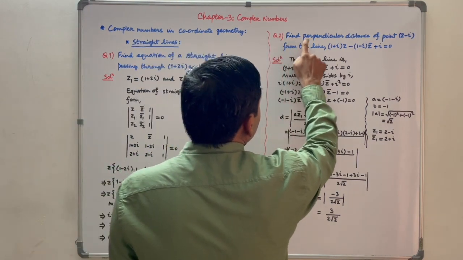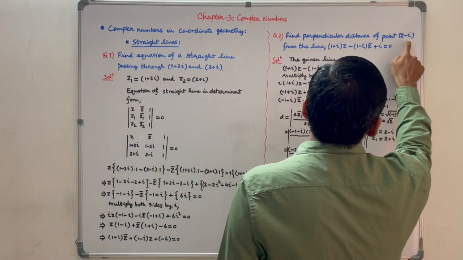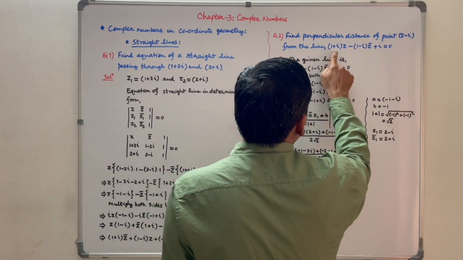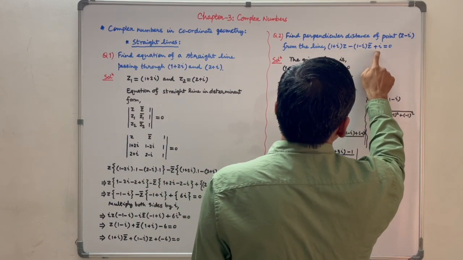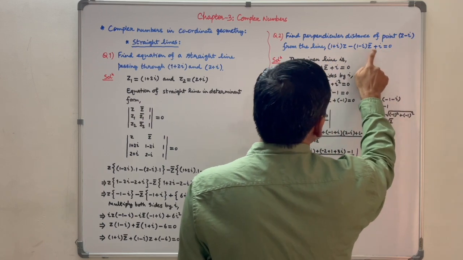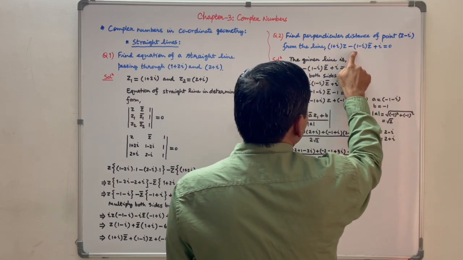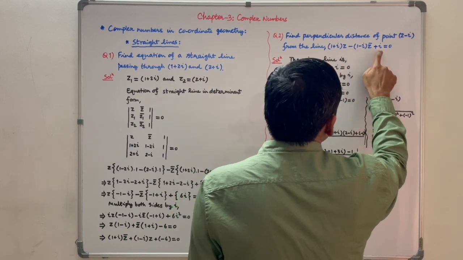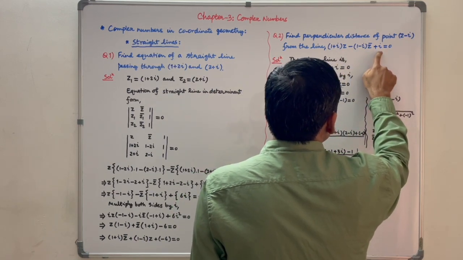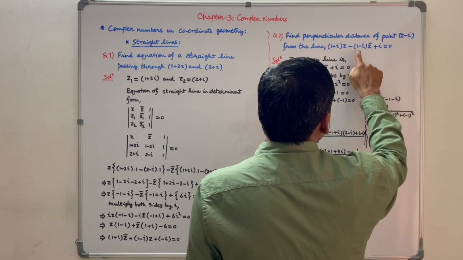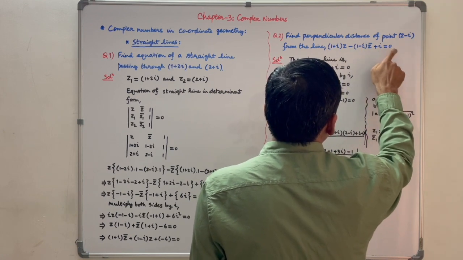Second question, find perpendicular distance of point 2 minus i from the line (1 plus i) into z minus (1 minus i) into z bar plus i is equal to 0. This is the given line. This is not in general form, as this should be purely real, but this is purely imaginary. To make it purely real, we need to multiply both sides of the equation by i.